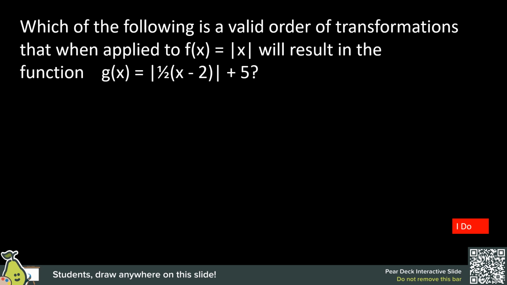So let's look at some questions like this here. It says, which of the following is a valid order of transformations that when applied to f of x equals the absolute value of x will result in a function. So in other words, we just need to identify the transformations here. So the transformations, first one we see is this 1/2.